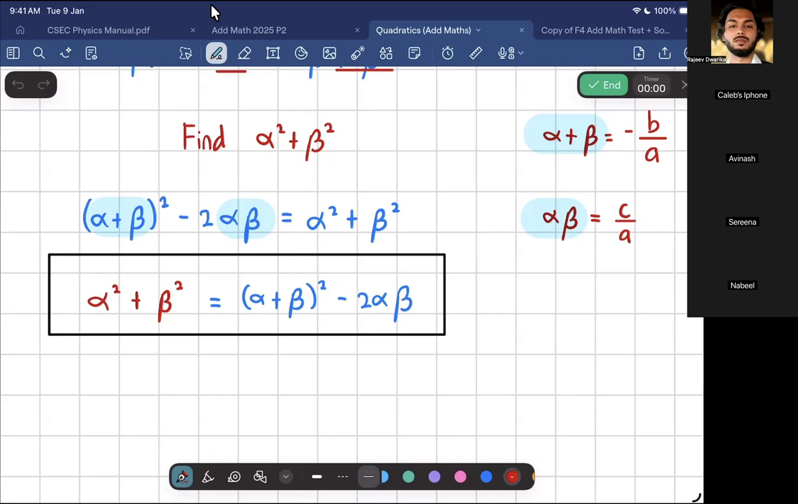But I like what you did though, Avinash. So guys, what Avinash did, right? He actually found what alpha squared plus beta squared was from the start. So he found out alpha squared plus beta squared was 2. So anywhere that he sees it in the future, he just has to write 2. He actually calculated for alpha squared plus beta squared at the start. So now he has a numerical value for it.